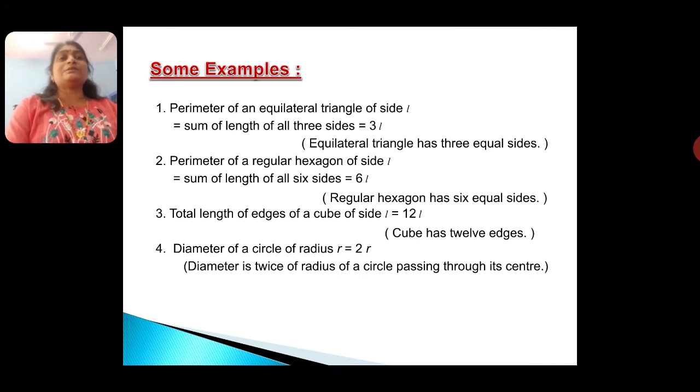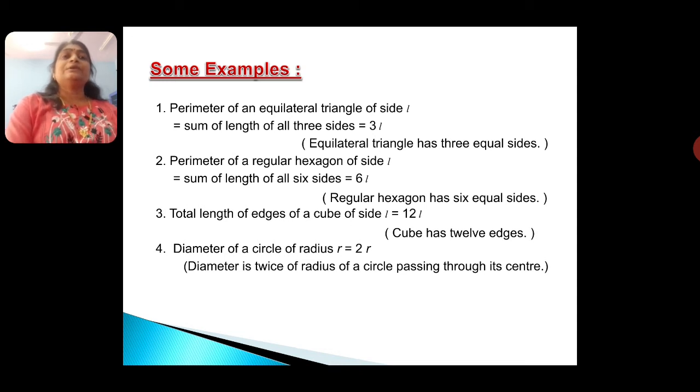Now, some examples. First, if we want to find the perimeter of an equilateral triangle of side L. Students, we know that an equilateral triangle has three equal sides. Therefore, the perimeter of the equilateral triangle equals the sum of all three sides, that means 3L, where L is a variable. Next, the perimeter of a regular hexagon of side L. We know that a regular hexagon has 6 equal sides. Therefore, the perimeter of the regular hexagon equals the sum of the lengths of all 6 sides, which equals 6L.